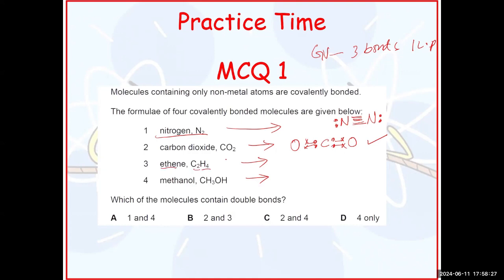Ethene, that is C2H4. That means there are 2 carbons and 4 hydrogens. Each hydrogen can provide 1 bond. Carbon is still left with 2 more bonds. So where would they go? They will be in between themselves. So a double bond exists here.